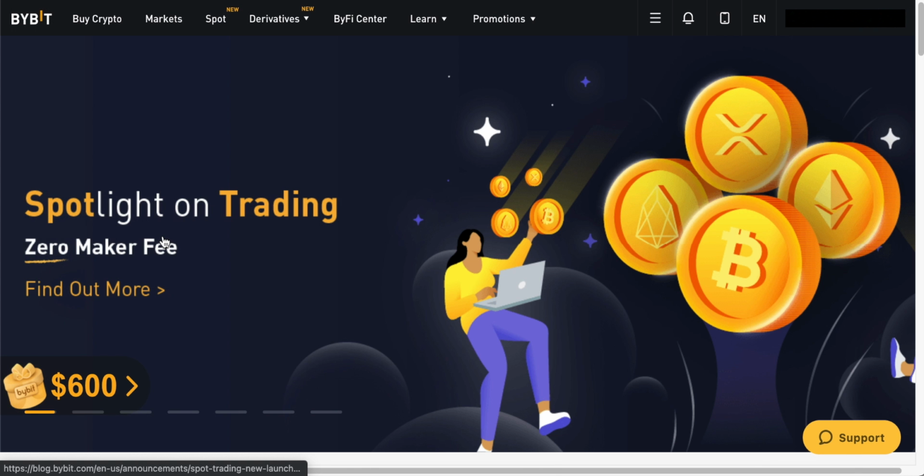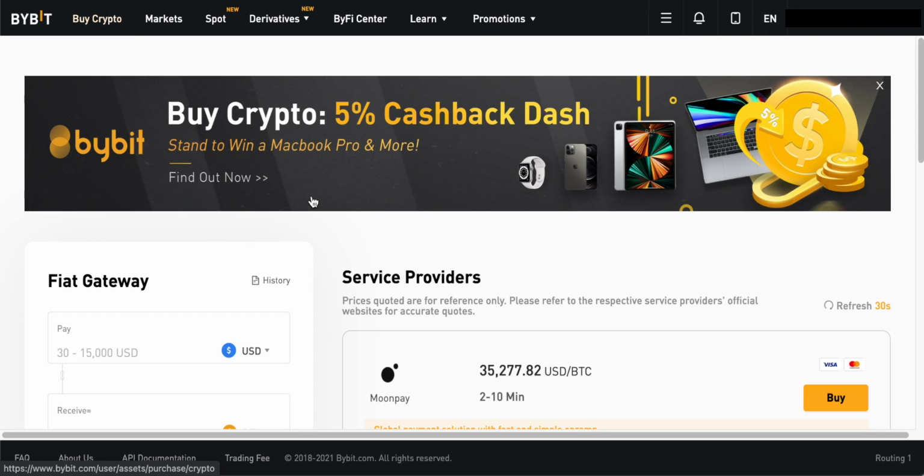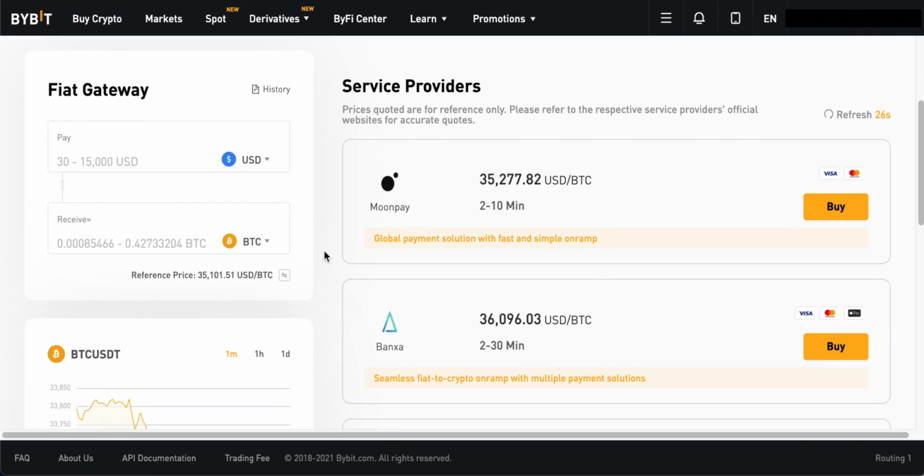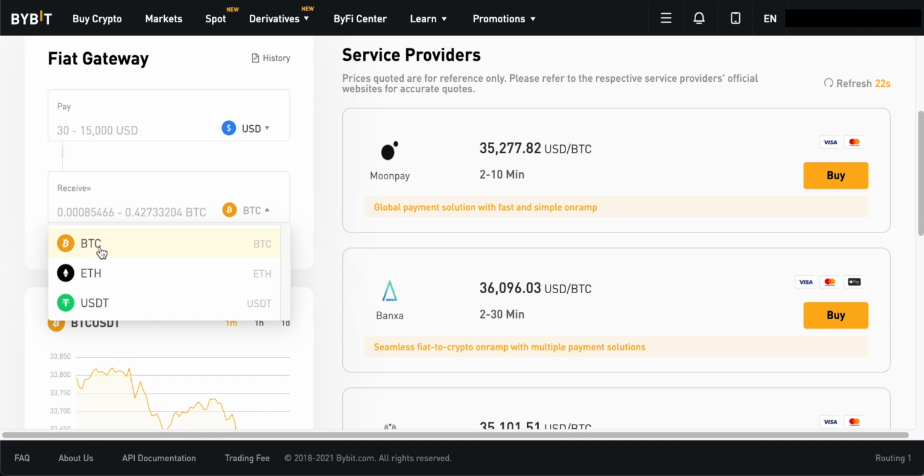What we're going to do now though is go straight into buying crypto. So if you don't have any crypto yet that you want to deposit into Bybit, just click on this buy crypto button and then you can go through to the service providers on Bybit. You can actually deposit a few different cryptocurrencies, as you can see here. So Bitcoin, Ethereum, and US dollar Tether. This is essentially all that you need.